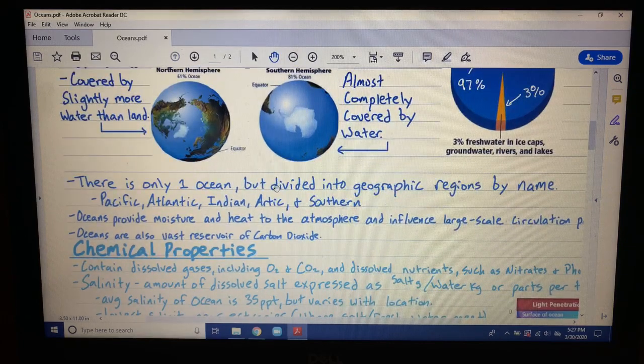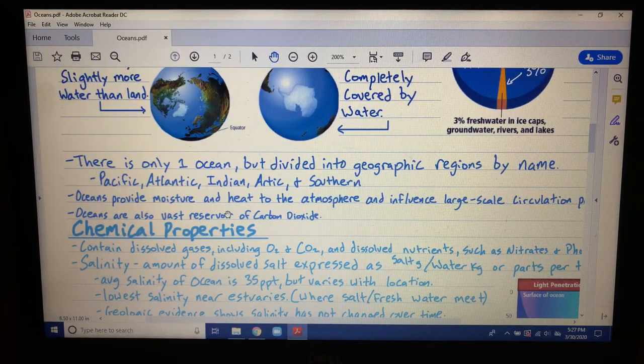There's only one ocean. I know that people have said there are different oceans, but there's only one ocean, and it is divided into geographic regions by name. The different regions of the ocean are the Pacific, the Atlantic, the Indian, the Arctic, and the Southern. You can see the Southern there, the Arctic there. Pacific Ocean would be over here, your Atlantic Ocean would be over here, and your Indian Ocean would be in this area if you're looking at a globe.